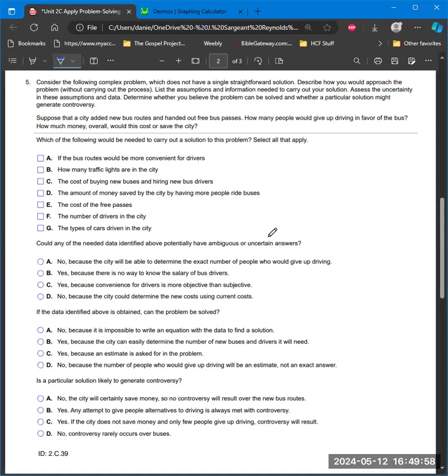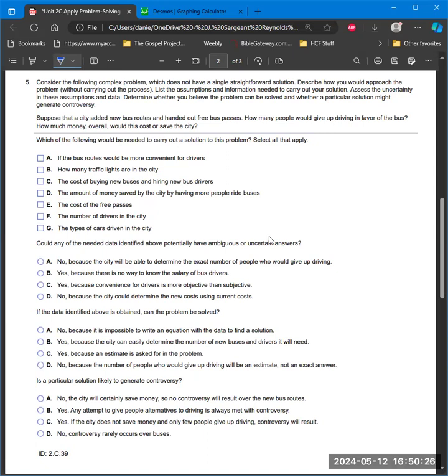Consider the following complex problem, which does not have a single straightforward solution. Describe how you would approach the problem without carrying out the process. List the assumptions and information needed to carry out your solution, and assess the uncertainty in the assumptions and data. Decide whether you believe the problem can be solved and whether a particular solution might generate controversy.